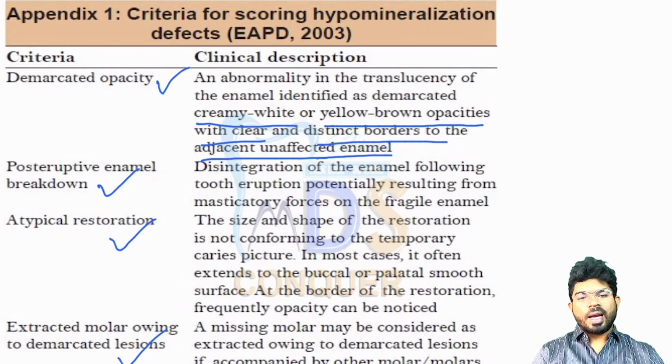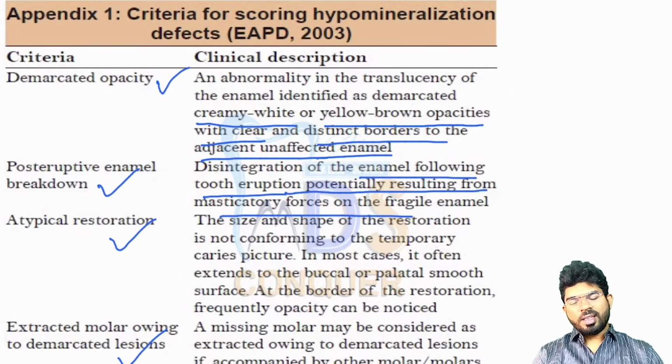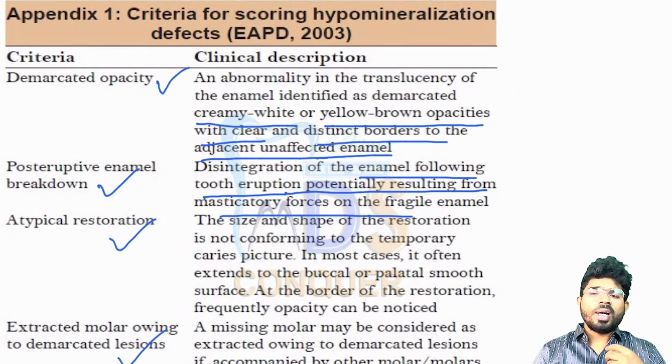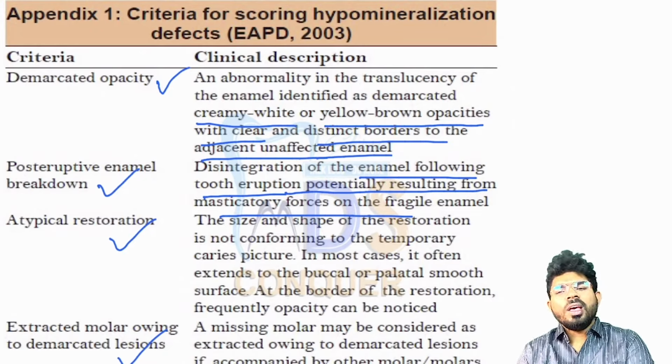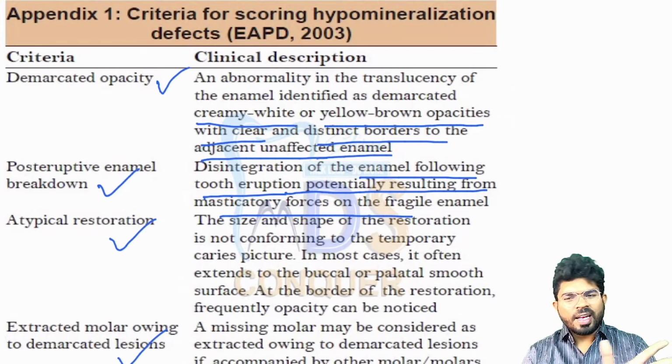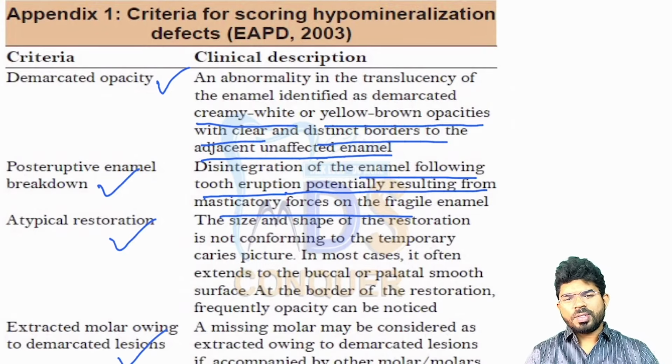Okay. The second one, I told you there will be enamel breakdown, that is disintegration of enamel following the tooth eruption, potentially resulting from the masticatory forces, because the enamel here is very thin or very weak, that is, fragile enamel will be there, it will easily break down. And coming to the atypical restorations, which I have already explained, that is basically the size and shape of the restoration is not confined. Normally, if you prepare cavities or if you dig out the enamel and start giving the restoration, the margins are very distinct. Okay, you can clearly tell this is the boundary of this particular restoration. But when you're talking about atypical restorations, which are seen in the case of MIH, you don't have proper boundaries, you don't have proper borders, the refinement will not be there.